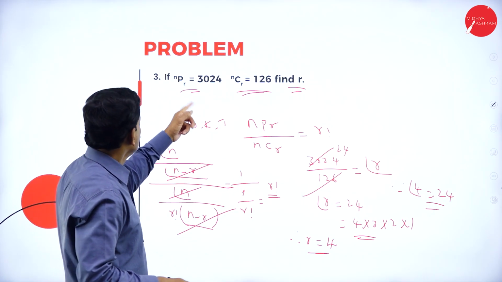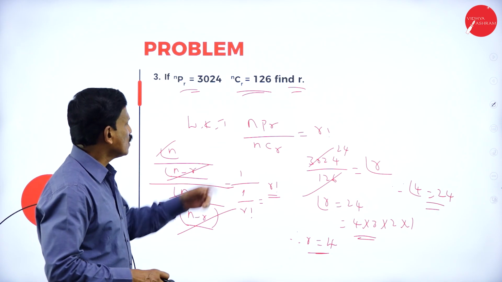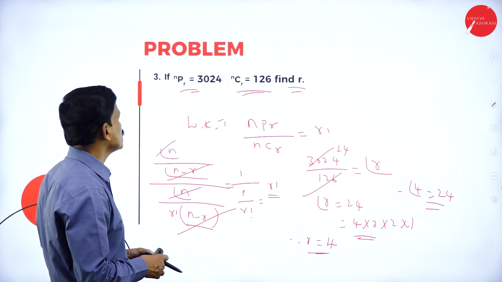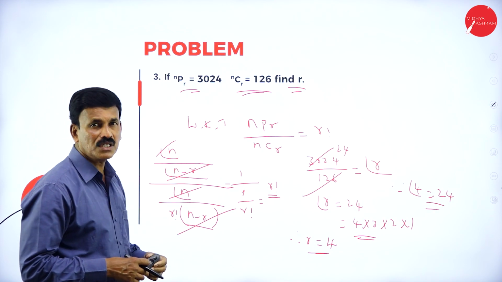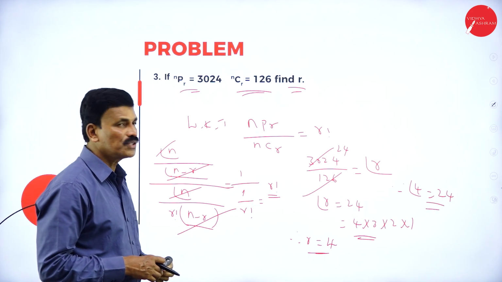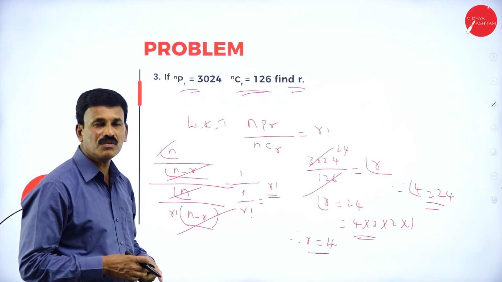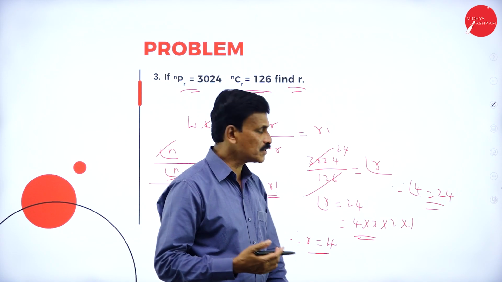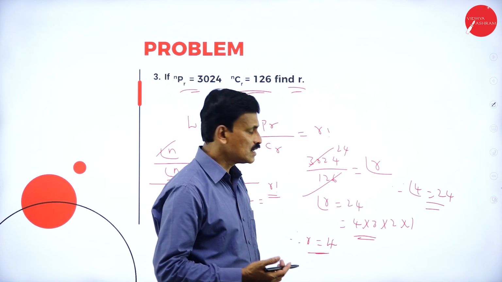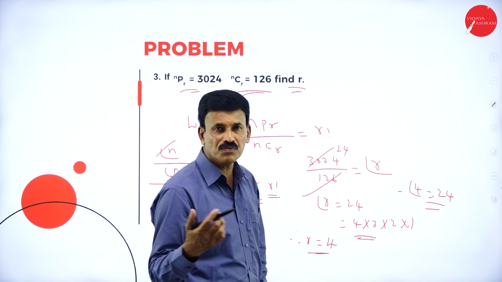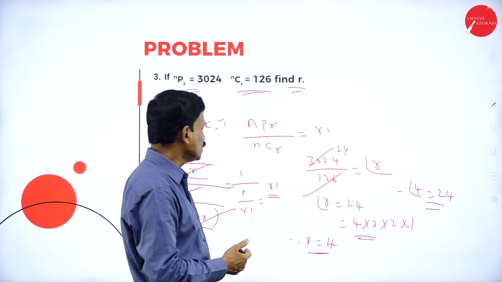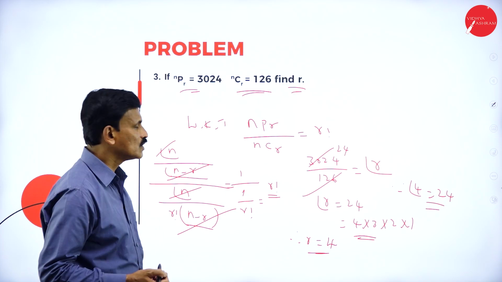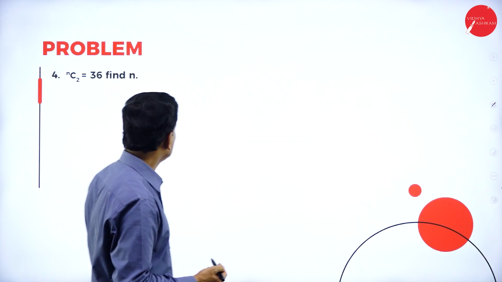See here. We know that NPR by NCR is equal to R factorial. What is given? NPR is 3024, NCR is 126, equal to factorial of R, that is 24 is equal to factorial R. What is the value of 24 in terms of factorial? 24 can also be written as 4 into 3 into 2 into 1, that's equal to factorial 4. So factorial 4 is equal to 24, therefore the required answer is R is equal to 4, that's it. Now let us come to the next problem.